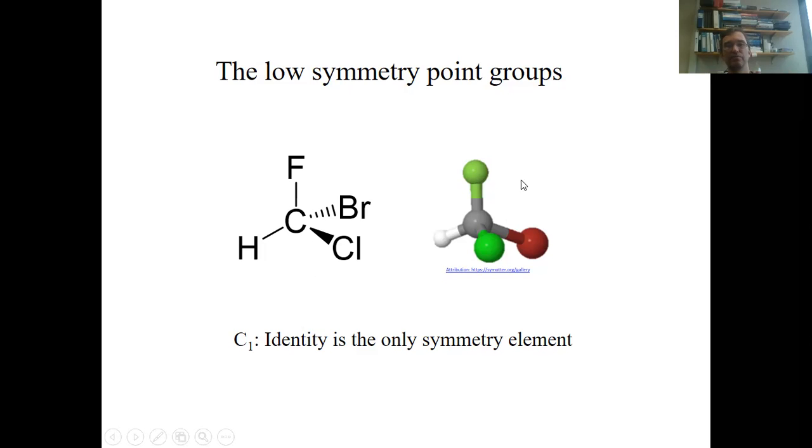So an example is this molecule here. This is a bromochlorofluoro methane molecule. So the carbon has 4 different substituents here. This molecule doesn't have a symmetry element other than the identity, so it belongs to the low symmetry point group C1.